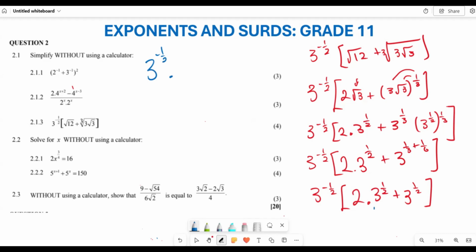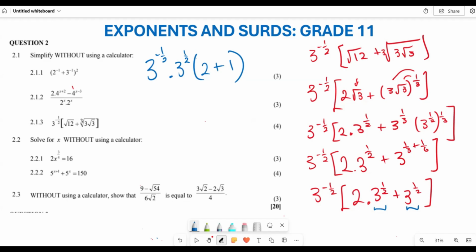Now, can you see that 3 to the power of 1 over 2 and 3 to the power of 1 over 2 is common between the two, right? So this is going to be multiplied by 3 to the power of 1 over 2, because I'm taking it as a common factor. And then here I am left with 2 plus, now remember here I've taken out the 3 to the power of 1 over 2, which means I am left with 1 here, right?